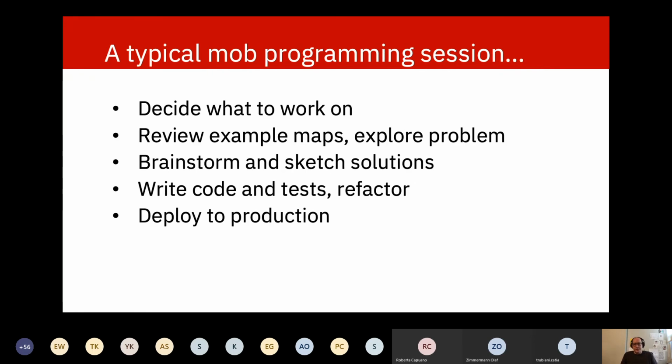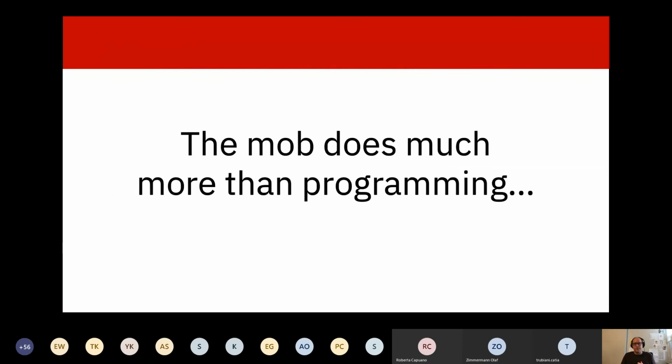Let's see. A typical mob programming session for us. I should caveat this by saying that mob programming is kind of a horrible name for it because we do a lot more than just programming. So we start off by deciding what to work on, organizing as a group around the goal. We'll look at the example map, so we'll explore the problem. As a group of 3 or 4 developers, we'll sketch out solutions and decide the path forward that we want to take. We will do some writing code, tests, and refactoring, of course, and then we're deploying to production as often as we can. And this is all happening in the mob, some of it all at the same time, which is pretty cool. As I mentioned, the mob does so much more than just programming.